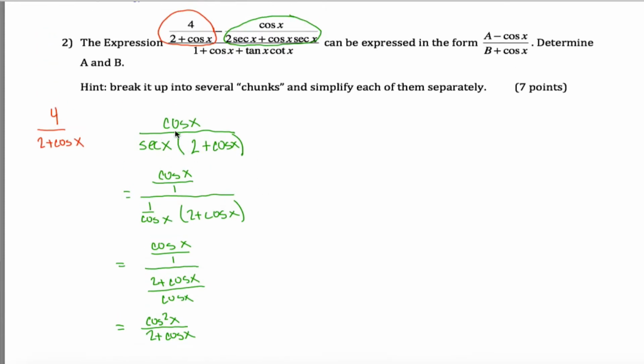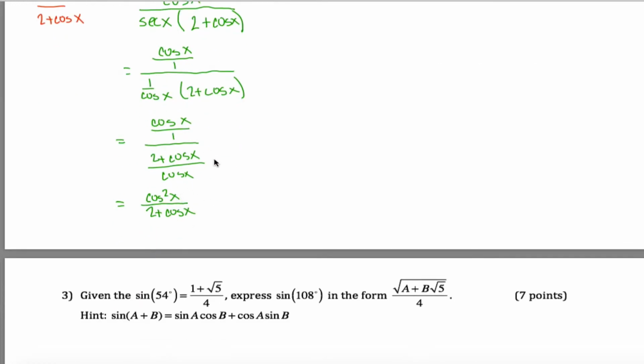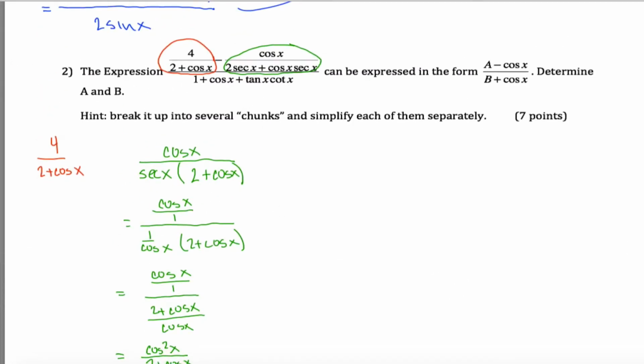You might have been able to get there straight from here. Right? Secant is 1 over cosine, so you can move it up to the top if you change it to just cosine. Cosine squared over 2 plus cosine x, which is what I got way down here. Okay, stuff on the bottom.